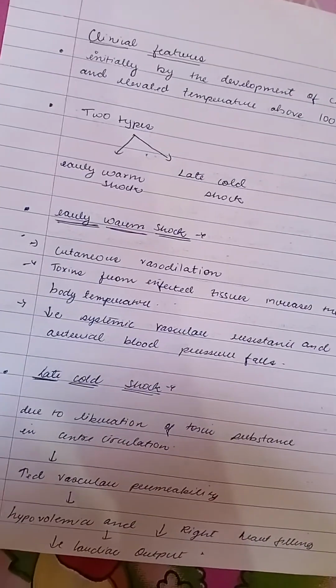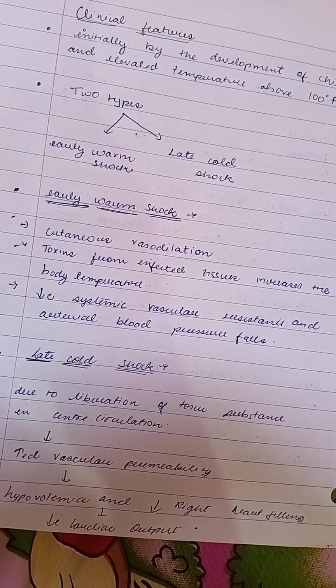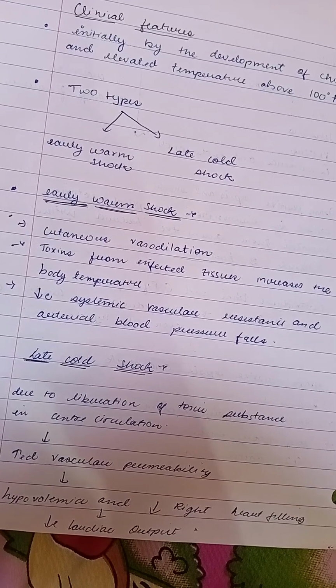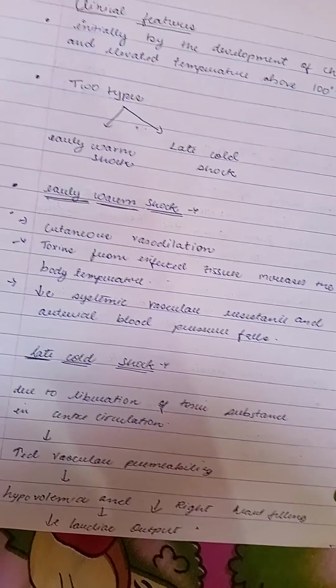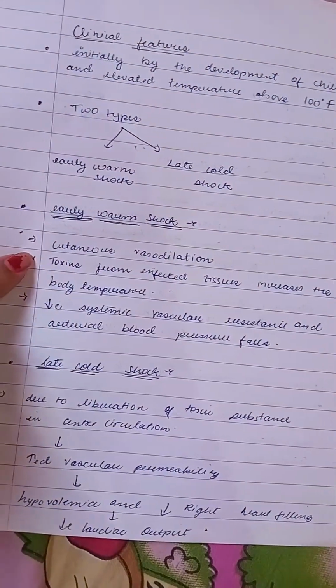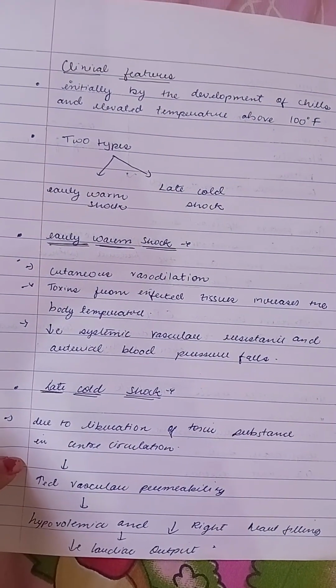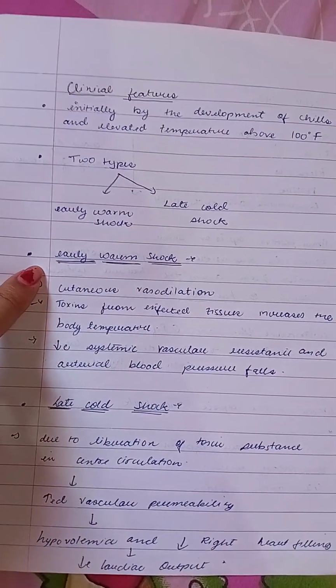BP becomes low. In late cold shock, due to liberation of toxic substances in the central circulation, vascular permeability increases, which leads to hypovolemia and decreased right heart filling, which leads to decreased cardiac output. This happens in late cold shock. What happens in early warm shock? Vascular resistance decreases and BP falls. And in late cold shock? Vascular permeability increases, hypovolemia occurs and cardiac output decreases.